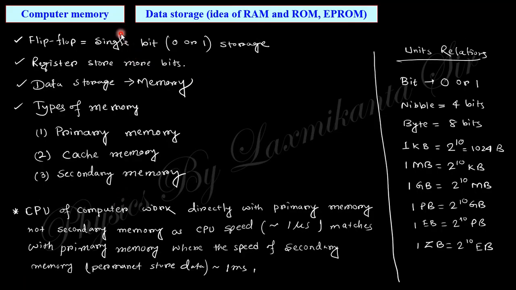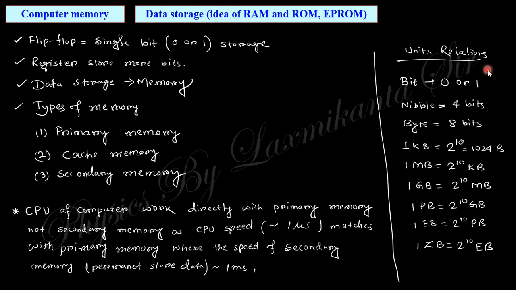Now we want to know about the flip flop. A flip flop is a single bit storage, because there is a state where it stores the previous output. After that, we know about the register. We store the data in registers, and with a combination of registers you get the memory. There are three types of memory: primary memory, cache memory and secondary memory.